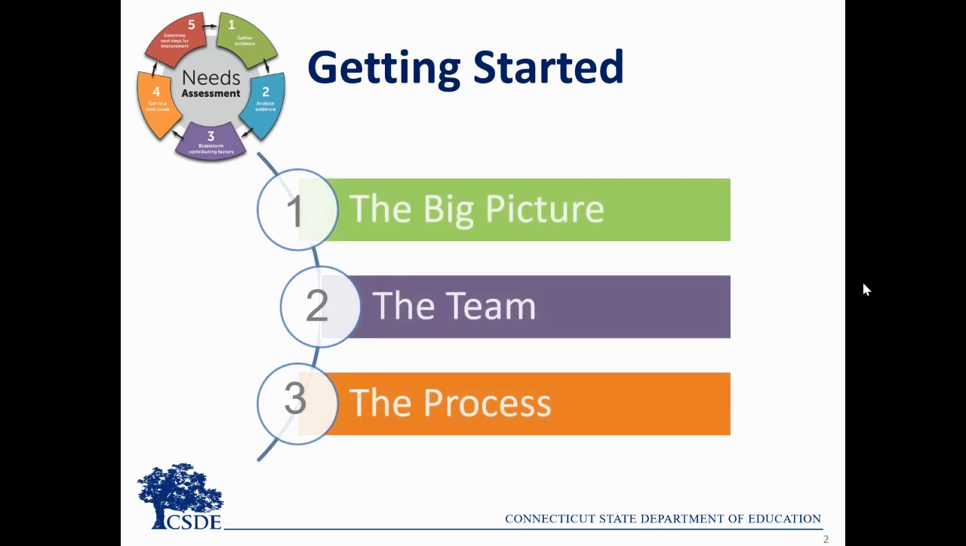First, we will get the big picture by taking a quick look at the components of the toolkit and thinking about why needs assessment and root cause analysis is an important part of strategic improvement planning. Next, we will consider who should be engaged in the work and introduce some tools that might help with the organization of the team. Finally, we will look at how to get started and a tool that will help the team engage effectively with the work.